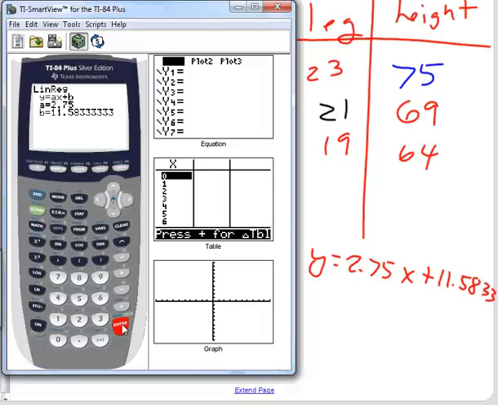Okay, so now I've got this equation. How would you use this in the real world? Well, now I find a leg bone and I measure it, and I can see how tall they are. Let's do that, except we don't have to actually remove somebody's leg bone.